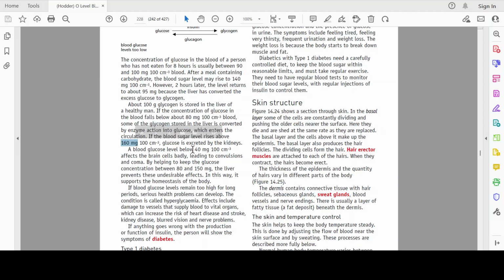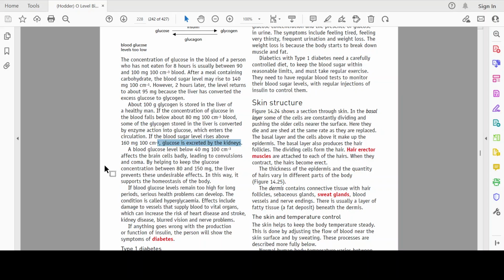then it's even beyond what insulin can handle. And so at that point, glucose is excreted by the kidneys. Now, this is dangerous. This is not something that's supposed to happen. Your body should be secreting insulin, which will be converting glucose to glycogen.